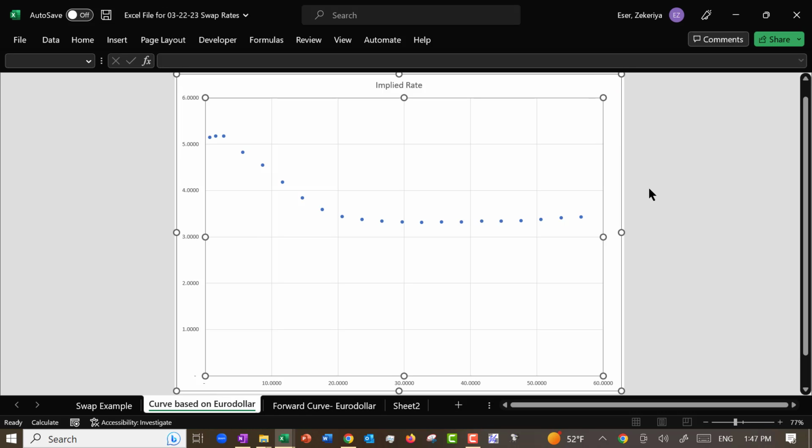This is kind of the so-called forward curve. The curve of the 3-month rates, 3-month forward rates based on when that starts.